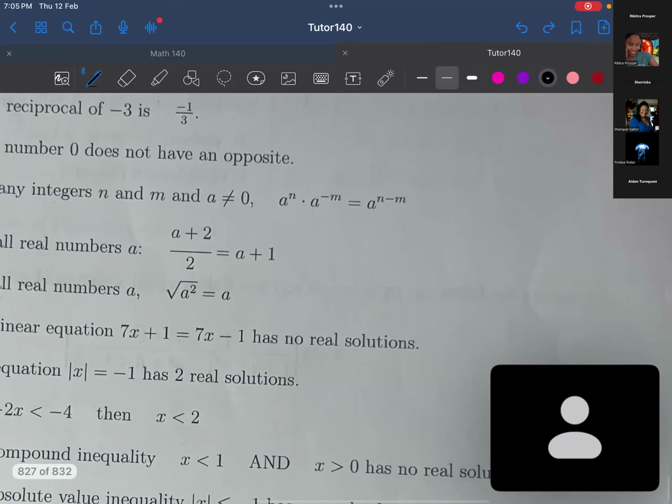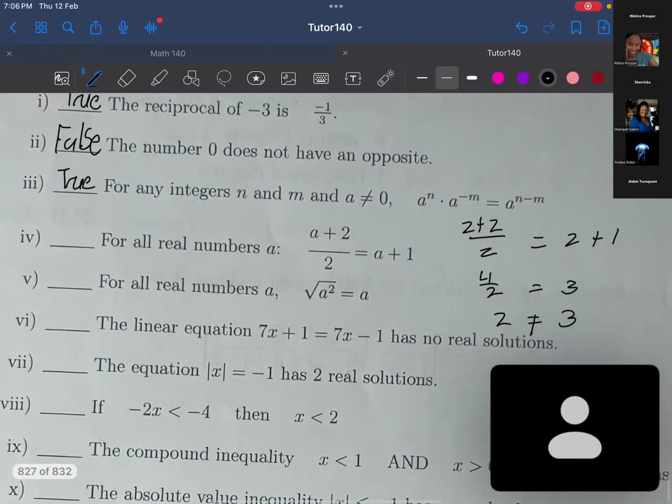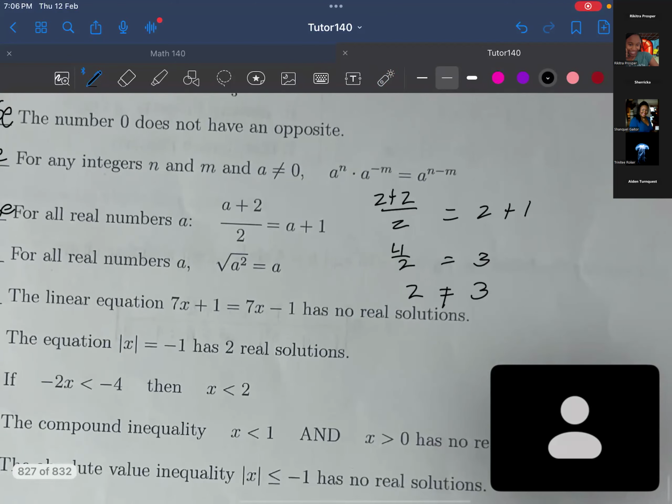Let's pick 2. So (2 + 2)/2 is equal to 2 + 1. Now let's simplify both. 2 plus 2 is 4, so 4 divided by 2 is equal to 3. 4 divided by 2 is 2. 2 is not equal to 3. So this is false because this isn't true for all real numbers. Since it wasn't true for 2, it can't be true for all real numbers.